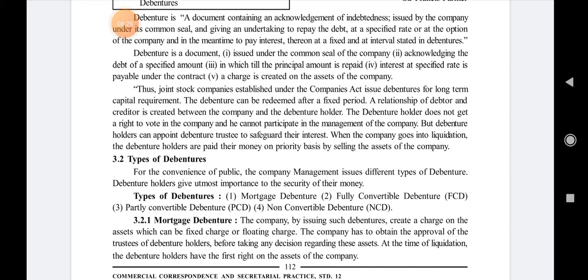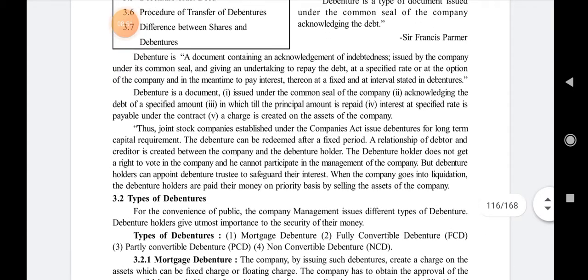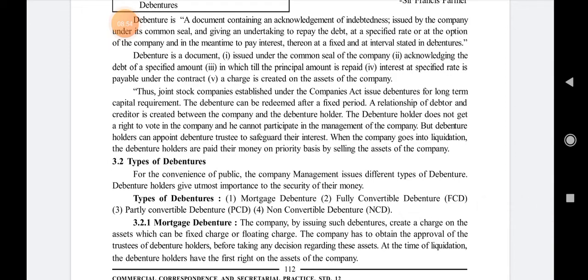The debenture holder does not get a right to vote in the company, and he cannot participate in the management of the company. Say, in company voting, the debenture holder cannot take part, and they cannot interfere in the company's management. But the debenture holder can appoint debenture trustees for the safeguard of their interest. As far as their money is concerned, they can appoint debenture trustees through which they can safeguard their money.